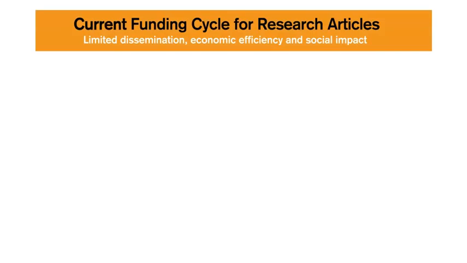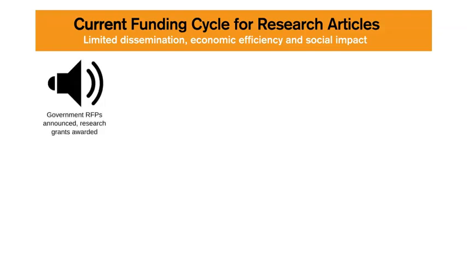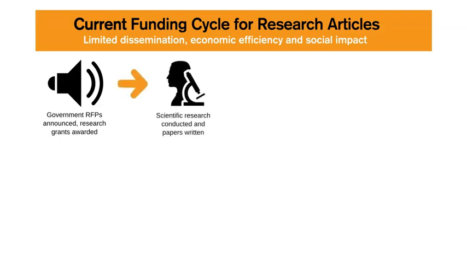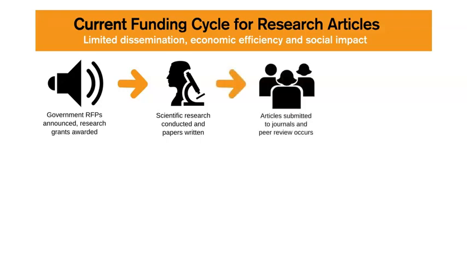Let's look at the current cycle for publishing research. The first few steps may sound familiar. The government puts out a call for proposals and award grants to researchers, who then conduct the research and write a paper. They submit their paper to a journal, it is accepted, and peer review occurs.